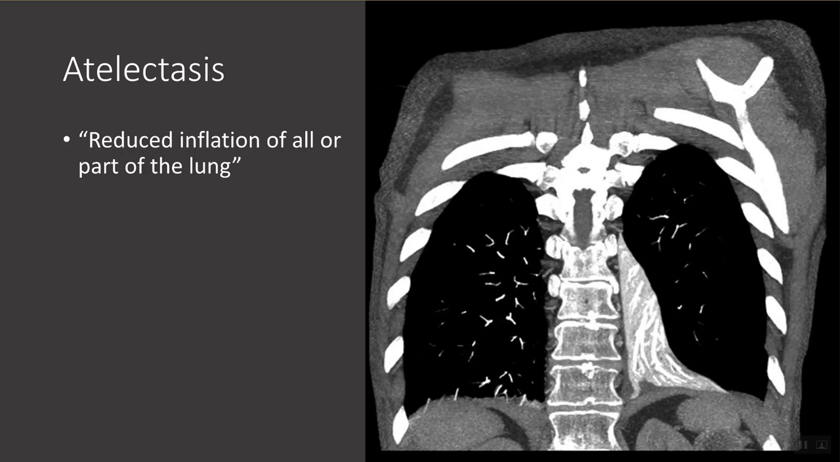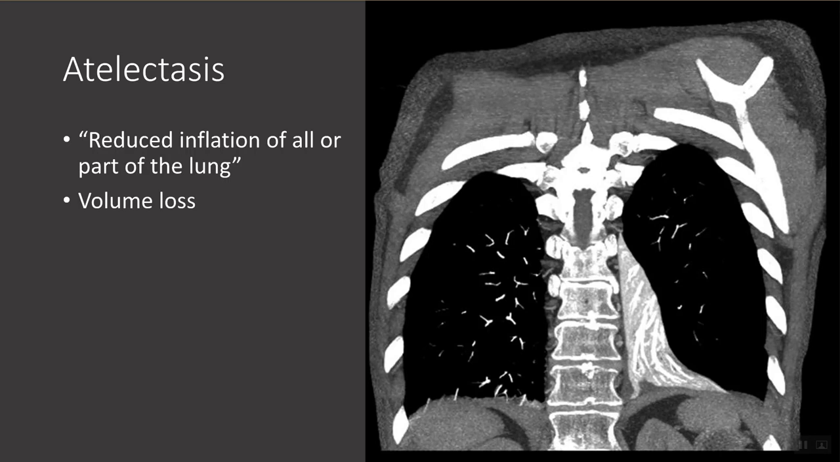So let's talk about atelectasis now. So what is atelectasis? Atelectasis means that there's reduced inflation of all or a part of the lung. Part of the lung could either be a segment or subsegment, in which we will say that there's subsegmental atelectasis. It could be a lobe, in which case we'd say that there's lobar atelectasis, or it could be the entire lung, in which we'd say that the entire lung is atelectatic.